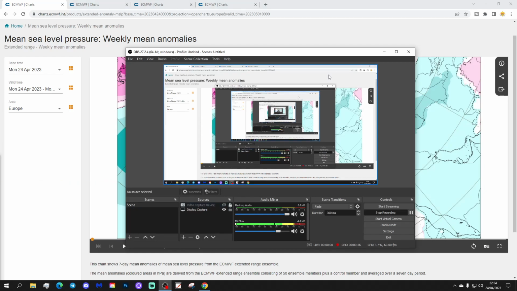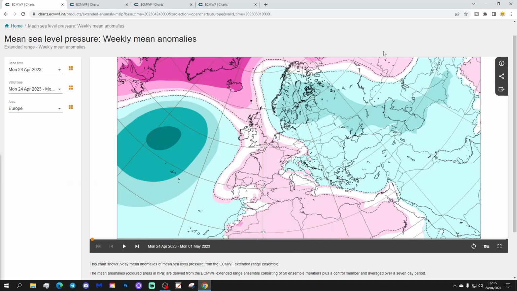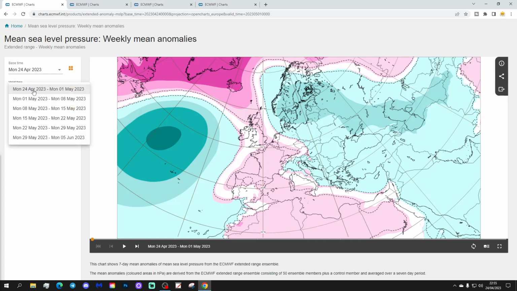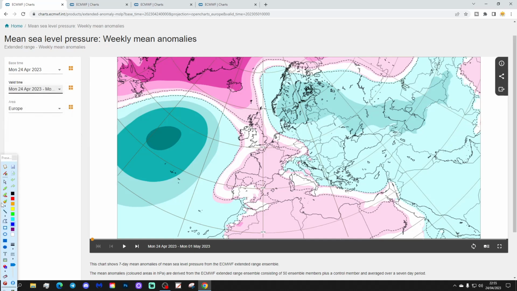Right, let's start off with the week 1 mean sea level pressure anomaly from ECM. It's taking us through the week that we're currently in, from the 24th of April to the 1st of May. How are things looking? We've got a blocking area with high pressure around Greenland and Iceland, and that ridge extending down the western side of Europe.